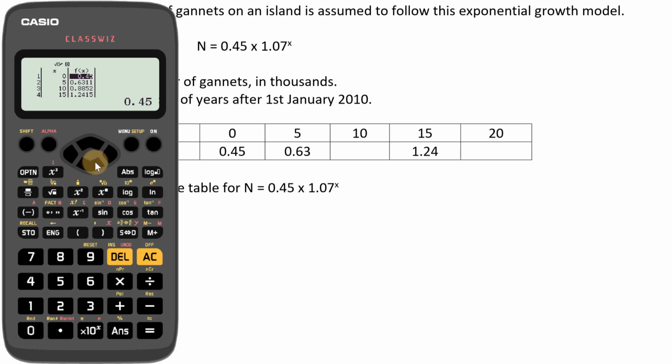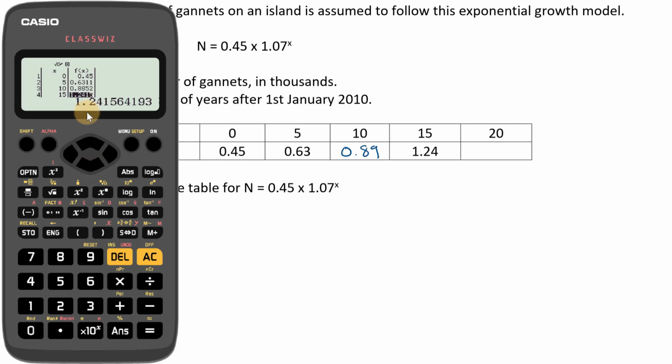Now you should be reassured to see that the first two match up. So I've got 0.45 for 0. I've got 0.63 and a bit more detail for 5. At 10, I've got 0.8852. So all these numbers are rounded to 2 decimal places. So I'm going to do the same thing. I'm going to round off that. I'm going to write in 0.89 under there for 10, 0.89.